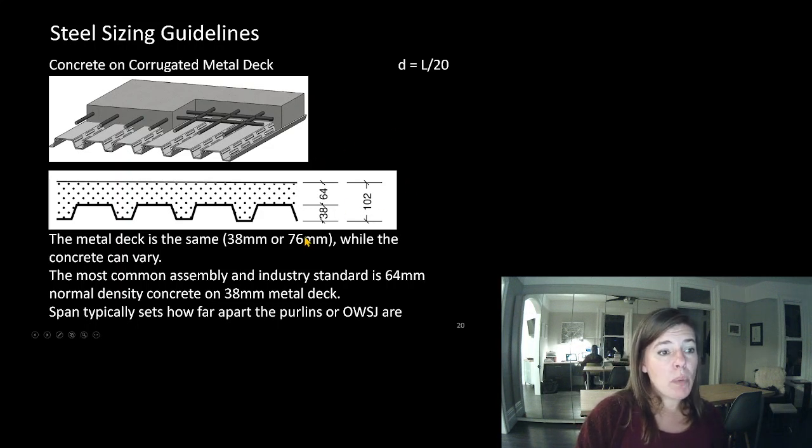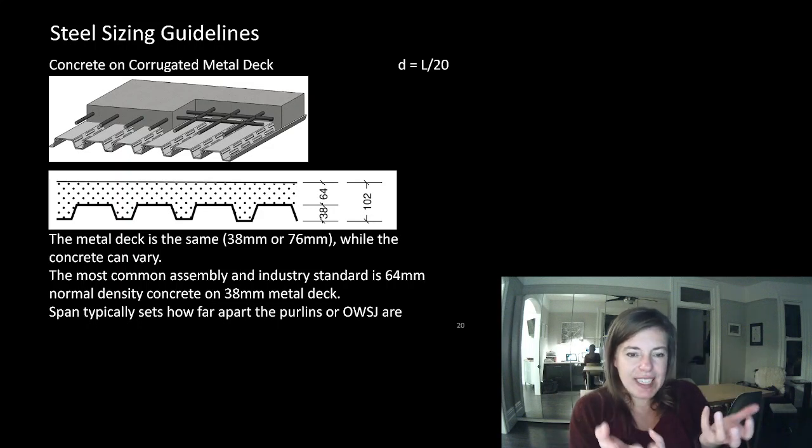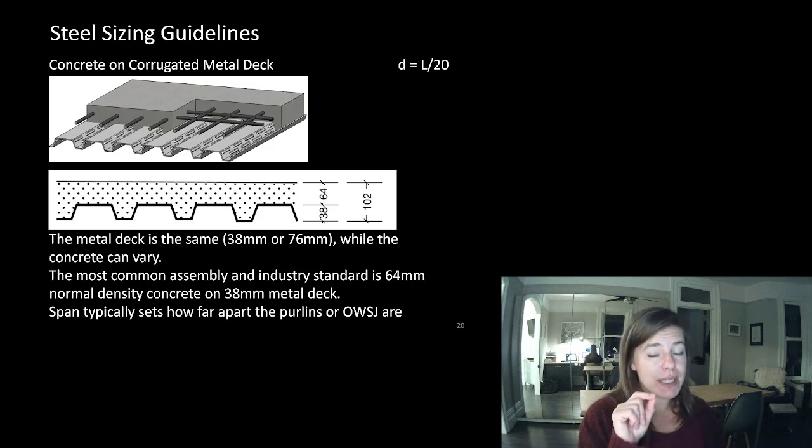We are saying, when we talk about the depth, the total depth. The deck is the same piece of deck that we used in the last example. They just punch a few little holes in the side, and that's just to grab on to the concrete. We want the concrete to hook into that, to join them together. We want to make it composite. We're going to talk about that in a few weeks, what making something composite means. So remember, it's the same 38 millimeter deck, while the concrete can vary, but there are standard practices.